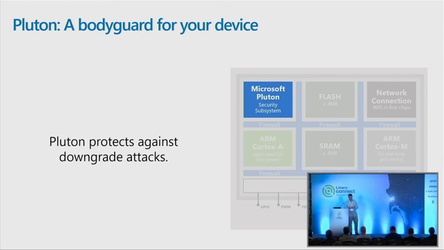Also protects against downgrade attacks. I mentioned this earlier in the first talk. This is a classic attack that we've seen in other platforms where you have a known vulnerability in a piece of signed software. And so the easiest thing to do is you just trick the device into downgrading to that piece of software, and then you launch an attack with a 0-day or some other well-known exploit.